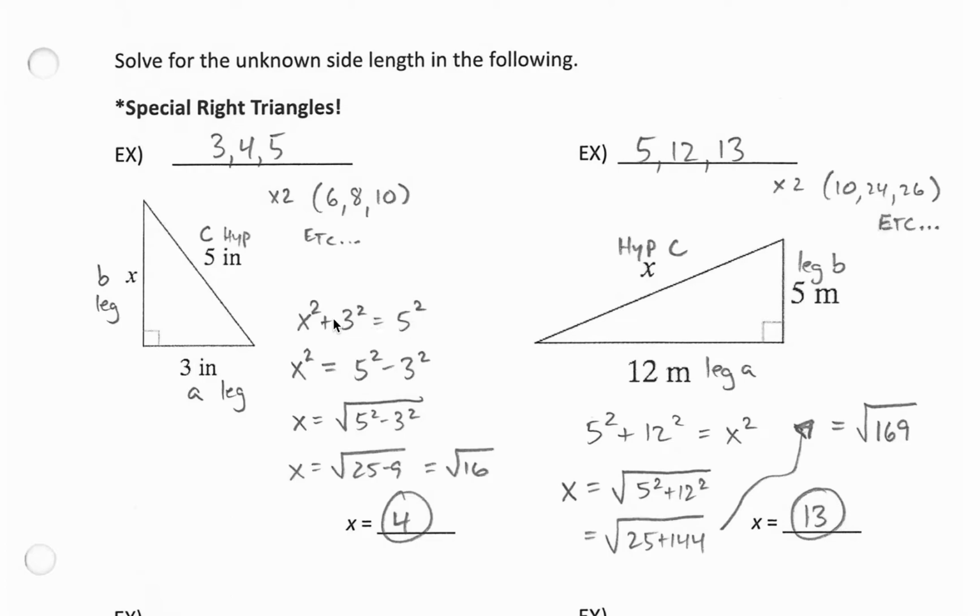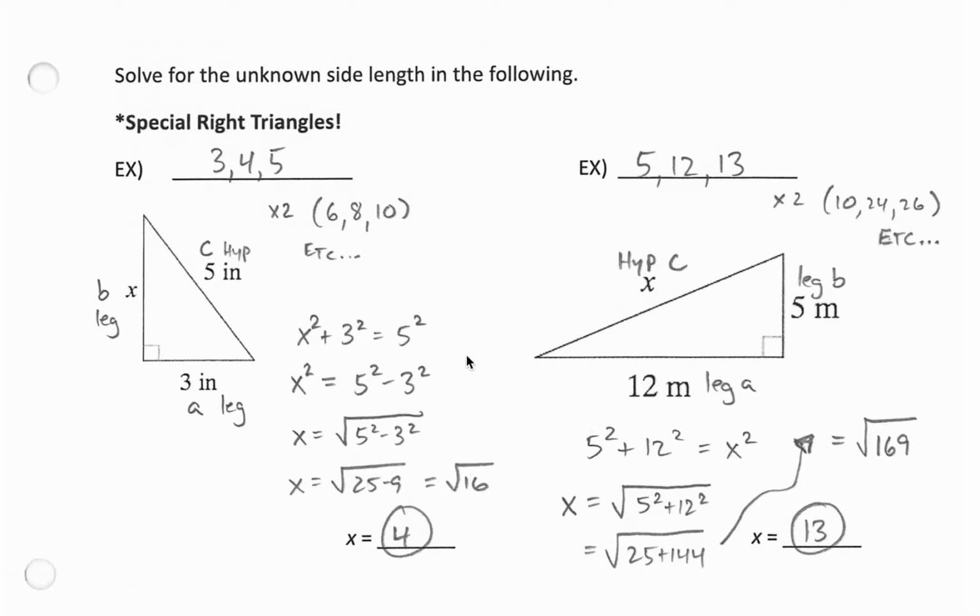So you could simplify. You could say 3 squared is 9, 5 squared is 25, and you could subtract 9 from 25 there, and you would get 16. And then you could square root both sides. And the square root of 16 is 4.